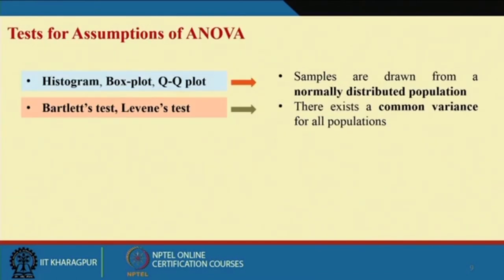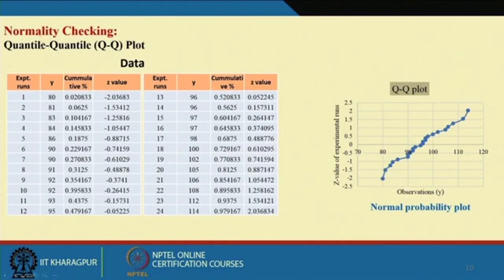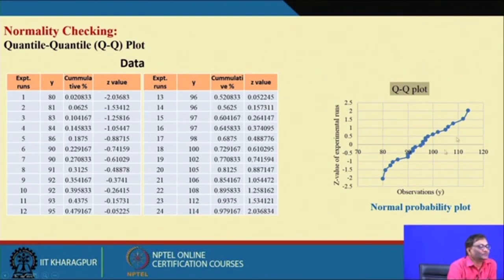That is the additive effect we are talking about. You have already seen the quantile-quantile plot in the normal distribution lecture. I showed you how to develop it. The quantile-quantile plot means you find the cumulative probability, then the corresponding z value, then plot the ordered observed values versus the ordered z values. You will get a straight-line-like plot, and if it is a straight line then it is normally distributed; if it deviates significantly from the straight line then it is not normal.